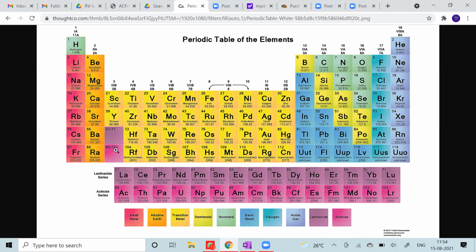Yes, sir. Okay. Generally, when I go down the group, what happens to atomic size? Atomic size should increase. So scandium should have a lesser size than yttrium, and yttrium should have lesser size than lanthanum. Basically, lanthanum comes here. But what I see is that lanthanum is having lesser size than yttrium.